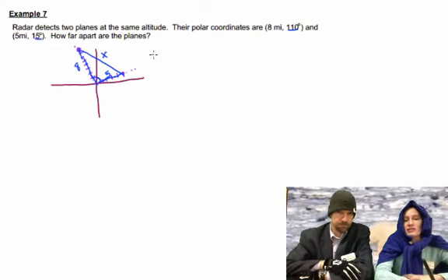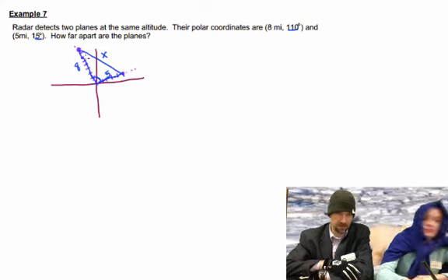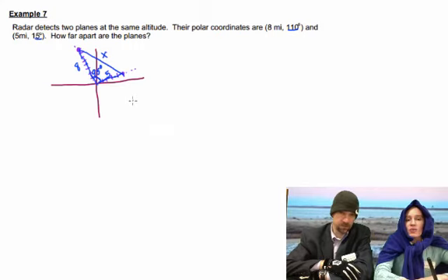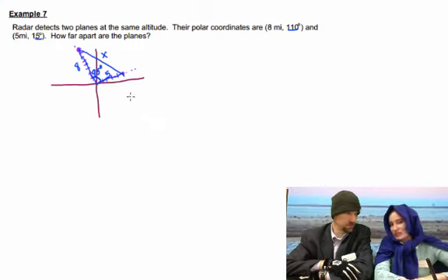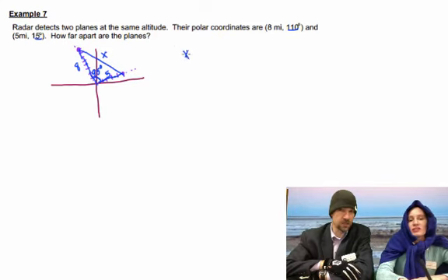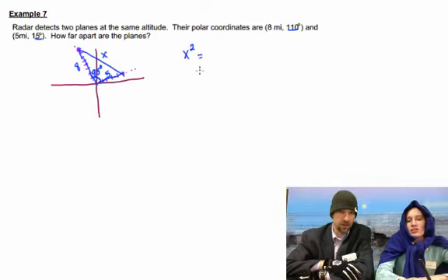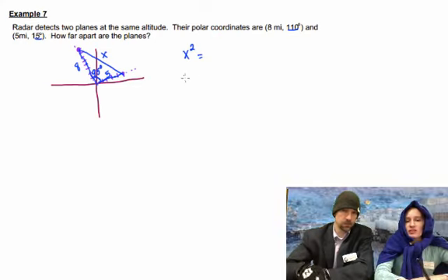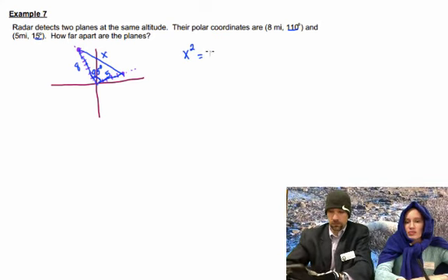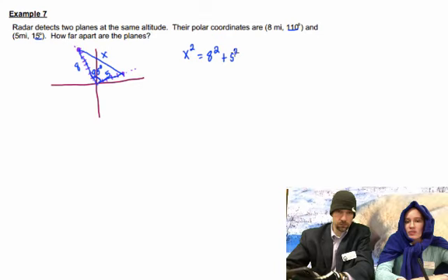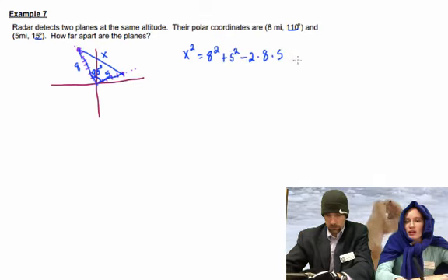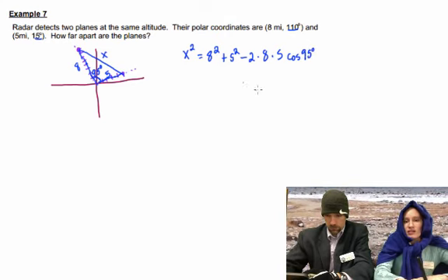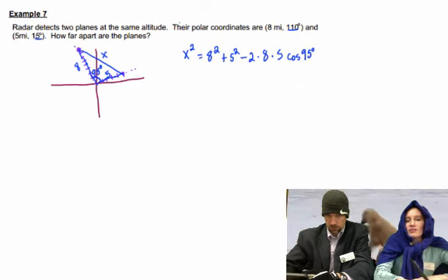How far is it from 110 to 15 if we subtract those? That would be 95. So it's close, but close is not going to cut it. We're going to use the law of cosines because we have side-angle-side. X squared equals 8 squared plus 5 squared minus 2 times 8 times 5 times cosine 95 degrees. We just need to solve that on the right side, and then square root both sides.